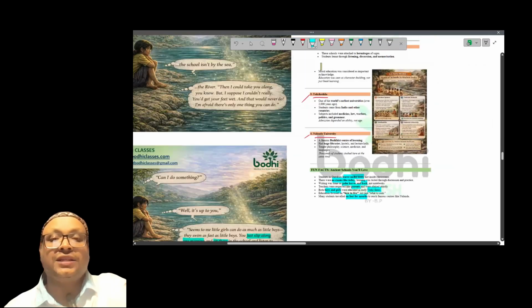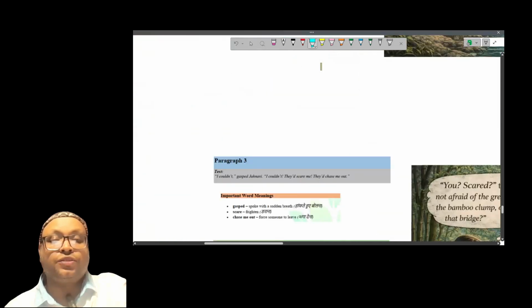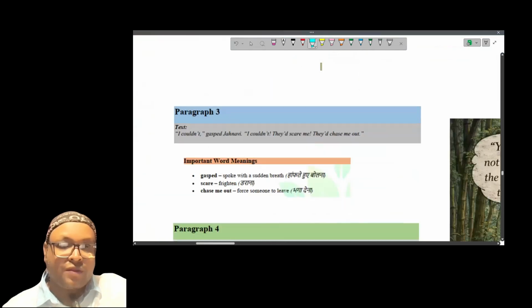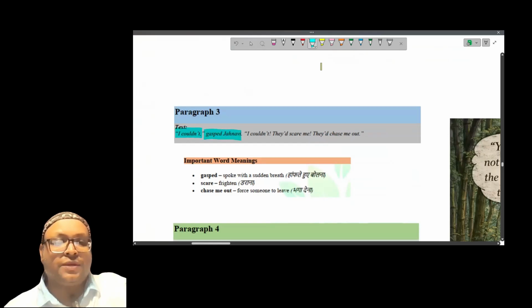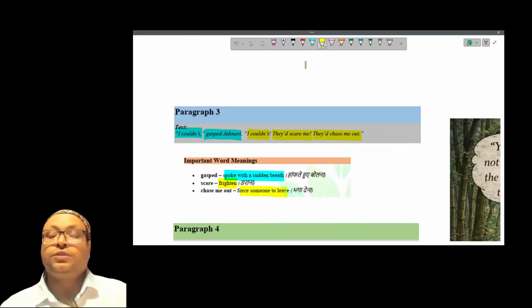So you can get our content and look at it carefully right now. We will move to para 3 of unit 2. I could not, gasped Jahnavi. Jahnavi said, no, I could not. I would not be able to get inside the school like this. What is gasped? Spoke with a sudden breath. I could not. They would scare me. They would chase me out. She is thinking that they would chase her, frighten her, and they would even chase her out, like force to leave.